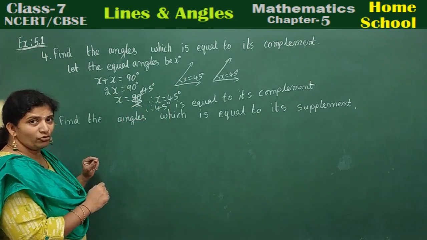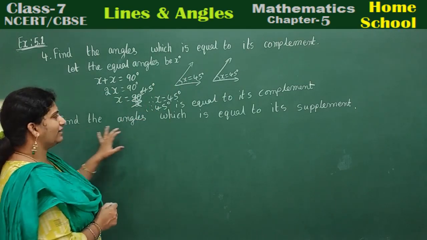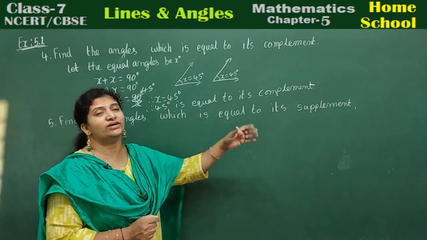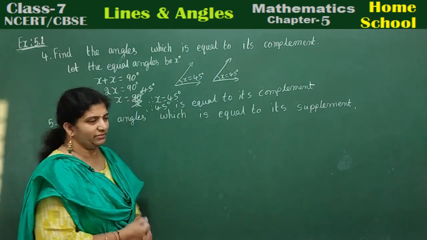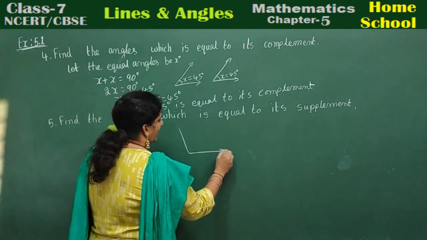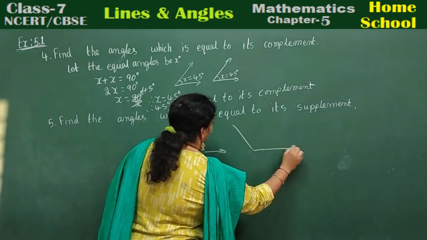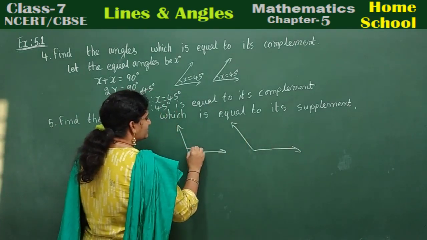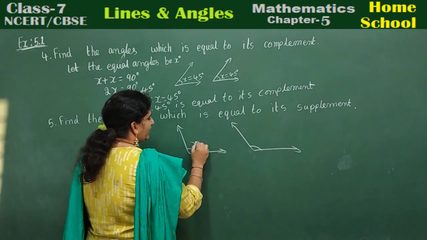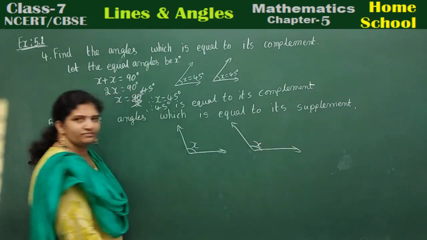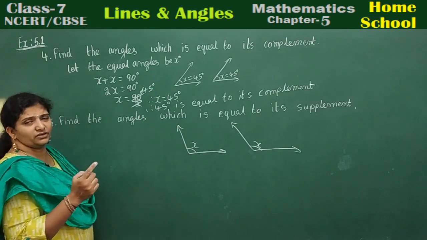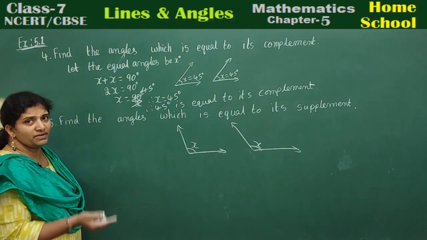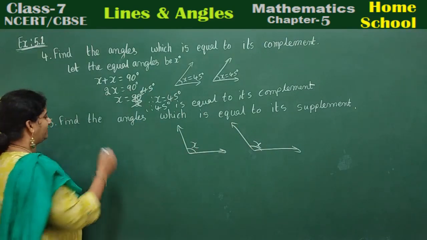Similarly, you have one more problem like this. Find the angles which are equal to their supplement. There it was complement. Now supplement. Okay, let us take the angles. Both the angles are the same, children. So let me take again x degrees, x degrees. When they are supplementary, what can you say? Their sum must be equal to 180 degrees.